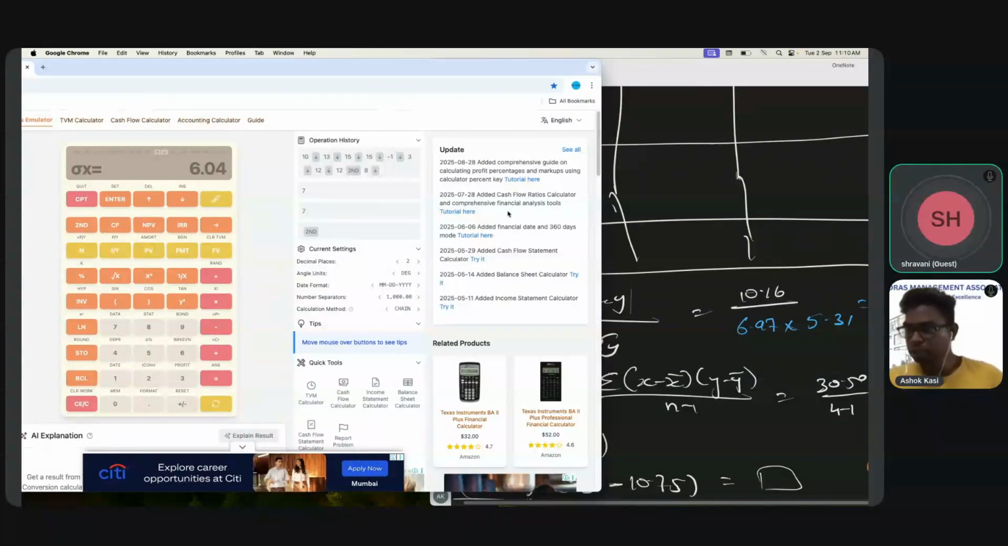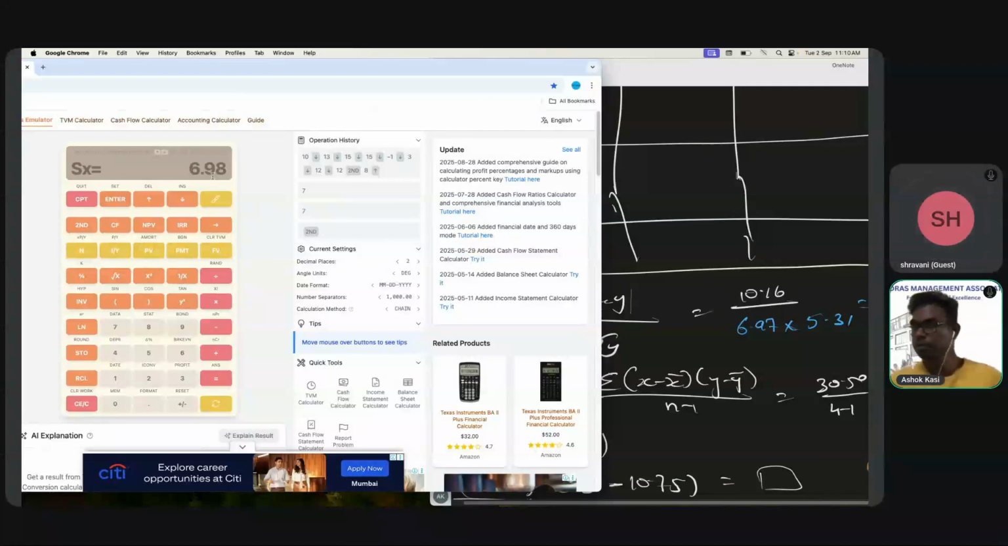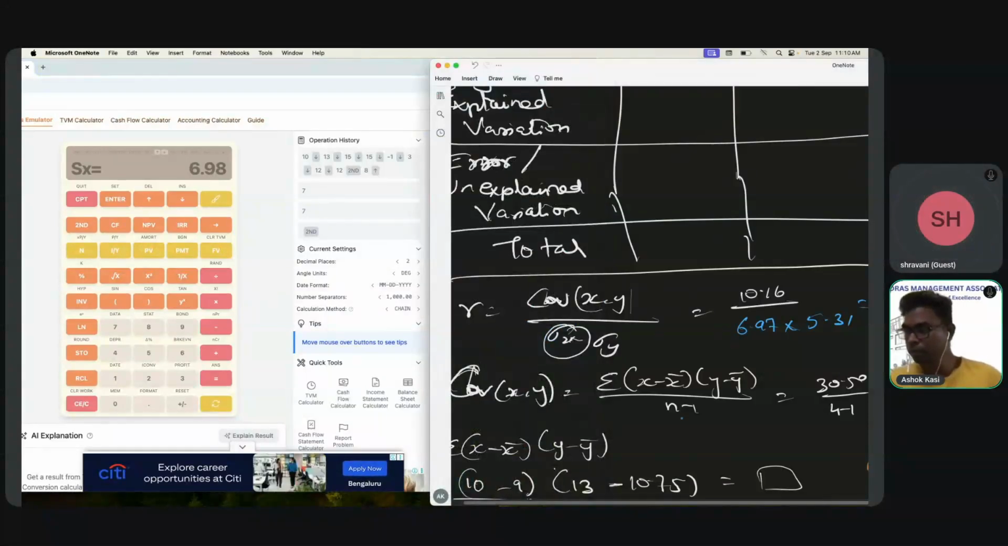In case you ever get confused which one is sample, which one is population, the bigger number will be the sample. Why? Because in the sample we do n minus 1, so the denominator will be smaller and the result bigger. In case you forget or get confused, okay.